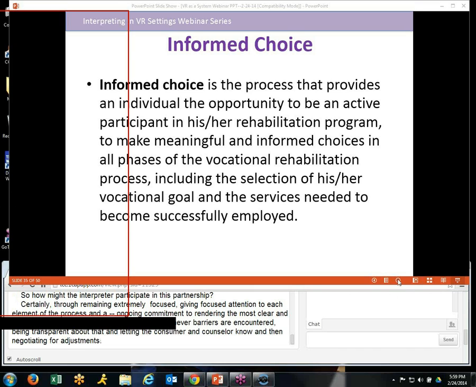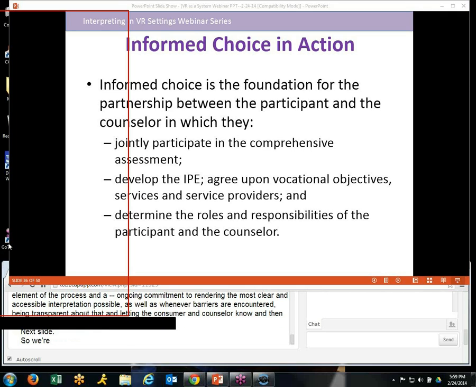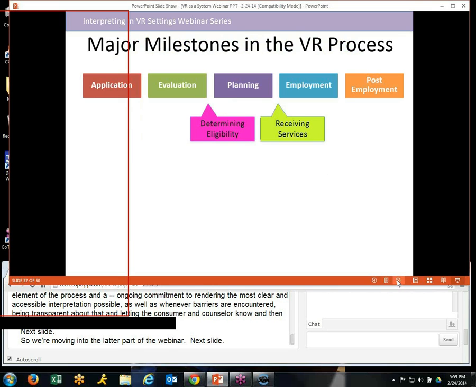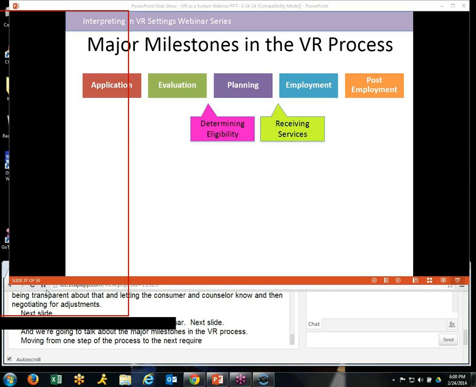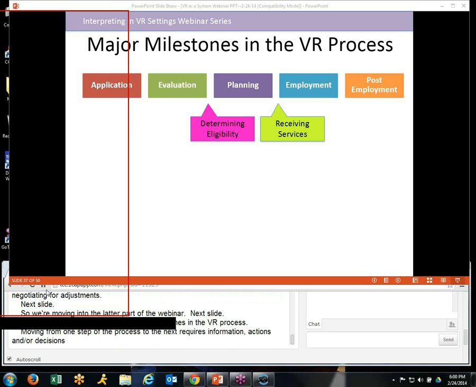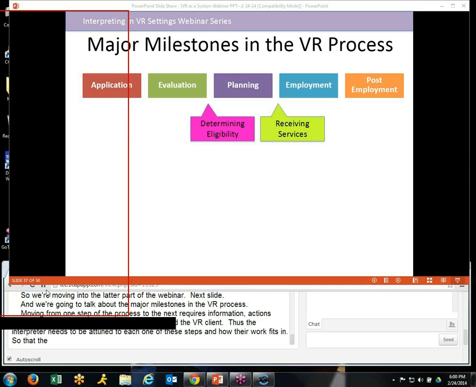Next slide. So we're moving into the latter part of the webinar. Next slide. And we're going to talk about the major milestones in the VR process. Moving from one step of the process to the next requires information, actions, and/or decisions by the rehabilitation counselor and the VR client. Thus, the interpreter needs to be attuned to each one of these steps and how their work fits in so that the goal of each one of these milestones is achieved.